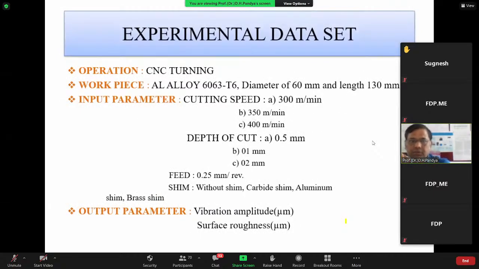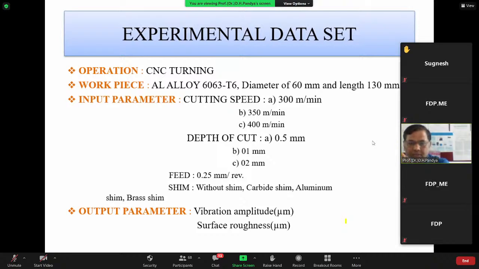Now this entire work has been justified with the experimental presentation. For that we are using CNC turning. Our workpiece is aluminum alloy 6063 T6. Diameter is 60 mm, length is 130 mm. Three sets of cutting speed have been set: 300, 350, and 400 meters per minute. Depth of cut is 0.5, 1, and 2, and feed is 0.25.